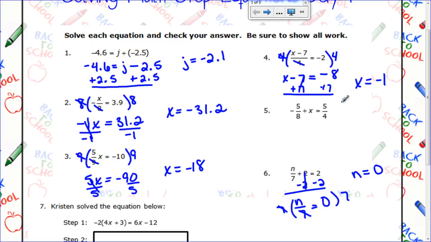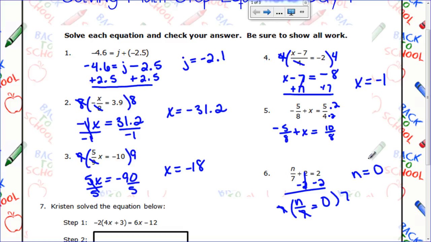All I want to do is just solve the equation. So it's addition and subtraction. It's addition with fractions, which means I've got to have a common denominator. So step 1, I've got to give this 5/4 a common denominator. Common denominator is 8, so I'm going to multiply everything by 2. So this becomes negative 5/8 x, plus x, is equal to 10 over 8.